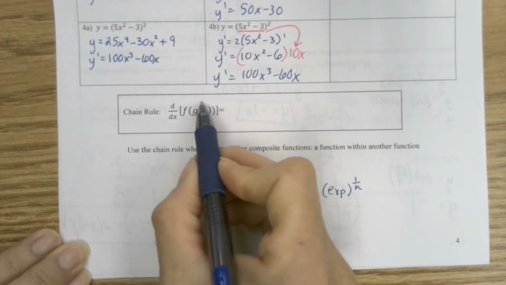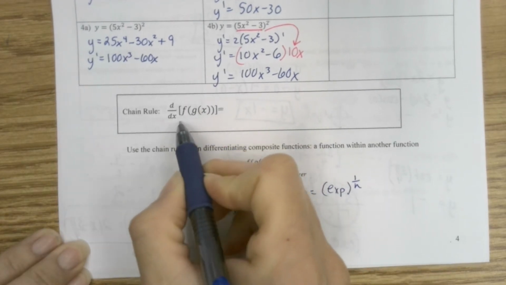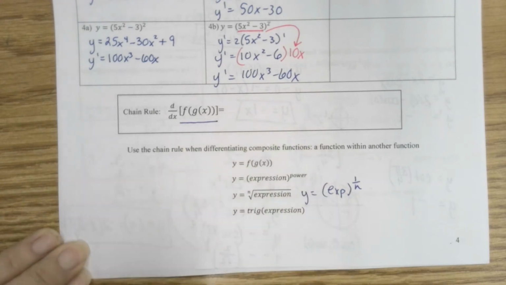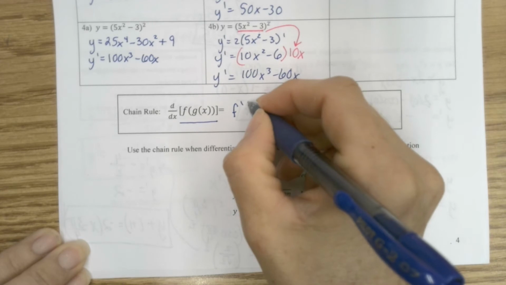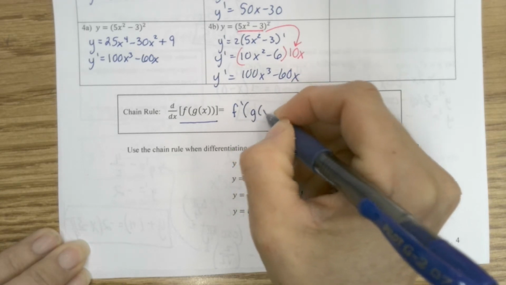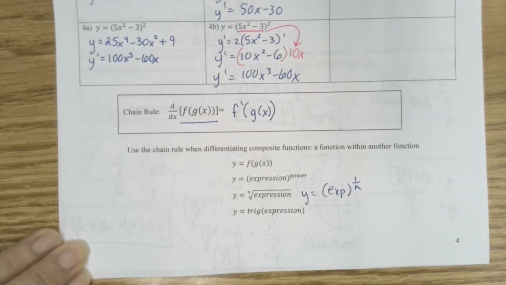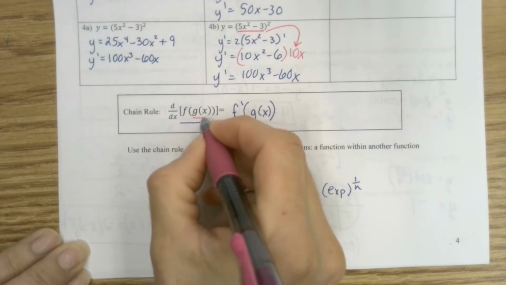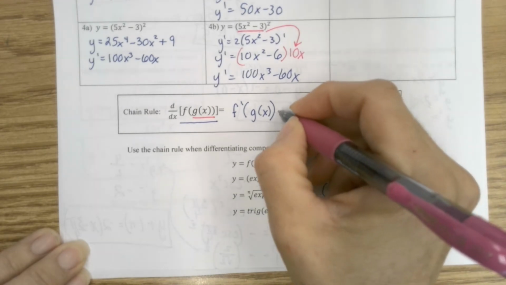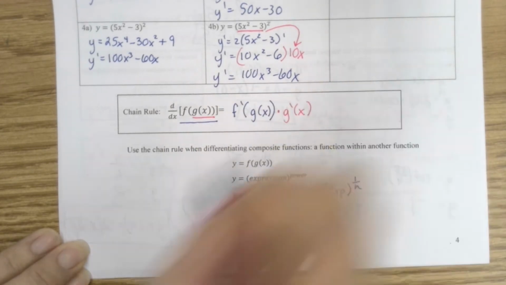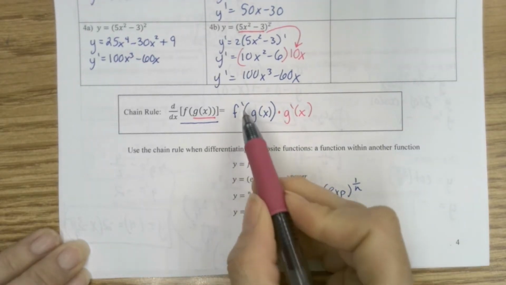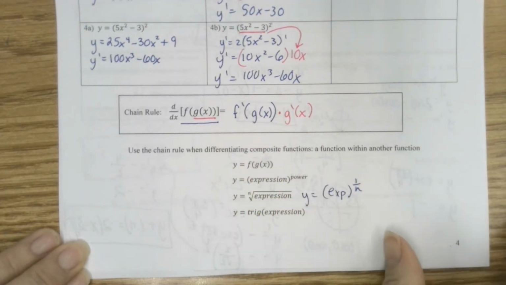Well, we start with the derivative of the outer portion. The outer portion is my f. So the derivative of f would be f prime, but I leave the inside part the same. We only differentiate the outside part. And then I multiply by the derivative of the inside part. So the derivative of g of x would be g prime of x. So our chain rule is f prime of g of x times g prime of x. All right, let's take a look at some examples.